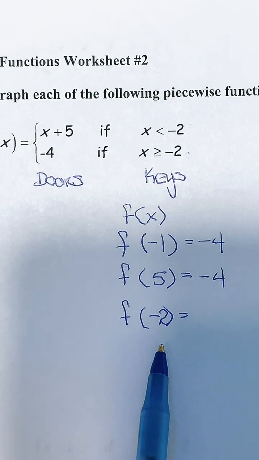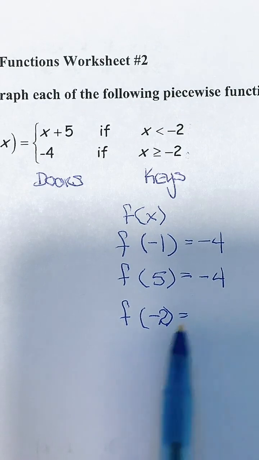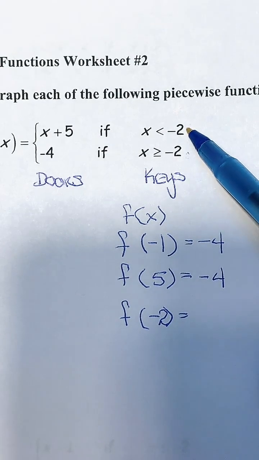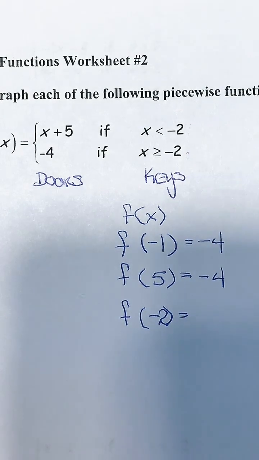Okay, so if I said f of -2, which one am I looking at? The first inequality or the second inequality?